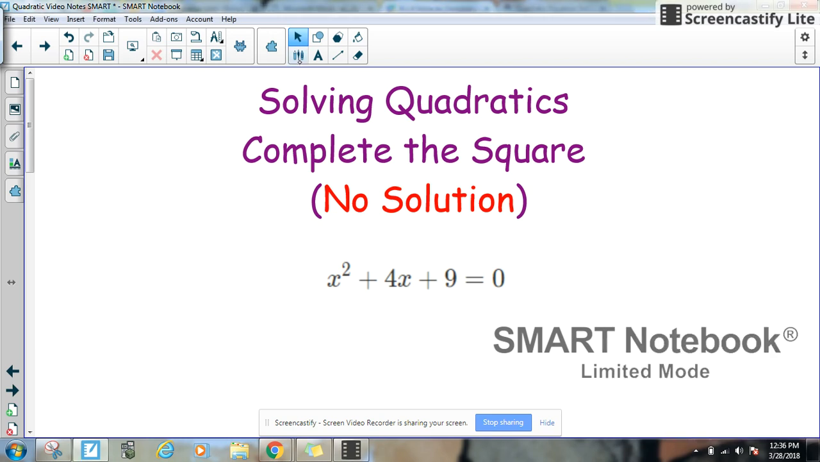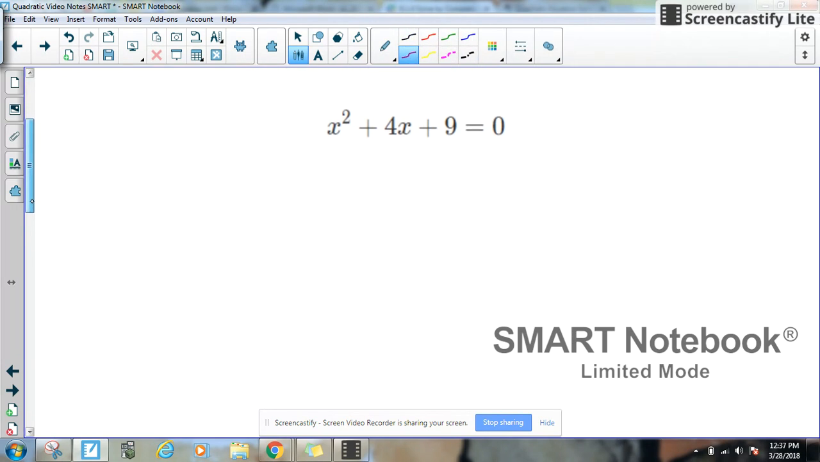This time we're going to look at how you figure out when a quadratic has no solution using this Complete the Square method. So here's a problem that I've devised for us to solve and to examine that. So let's go ahead and solve this problem.